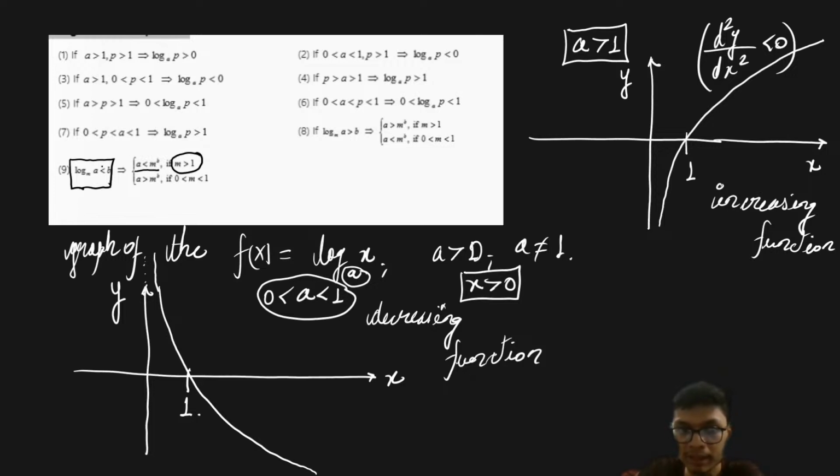Then the sign of inequality will remain as it is. But the sign of inequality will change only when it is a decreasing function, that is, when m is lying between 0 and 1. Then only the sign of inequality will change, because it is the case of a decreasing function, right? And similarly, the case of greater than is also wholly true, right? So I hope this part of the inequality is also clear, right?